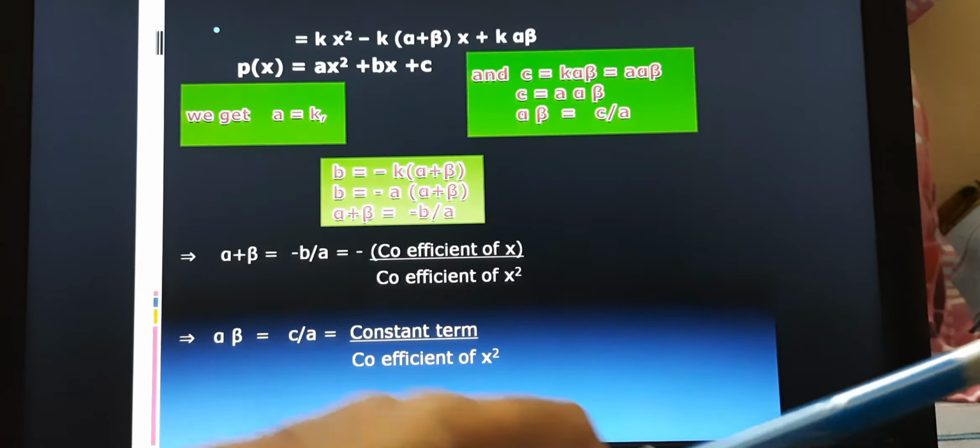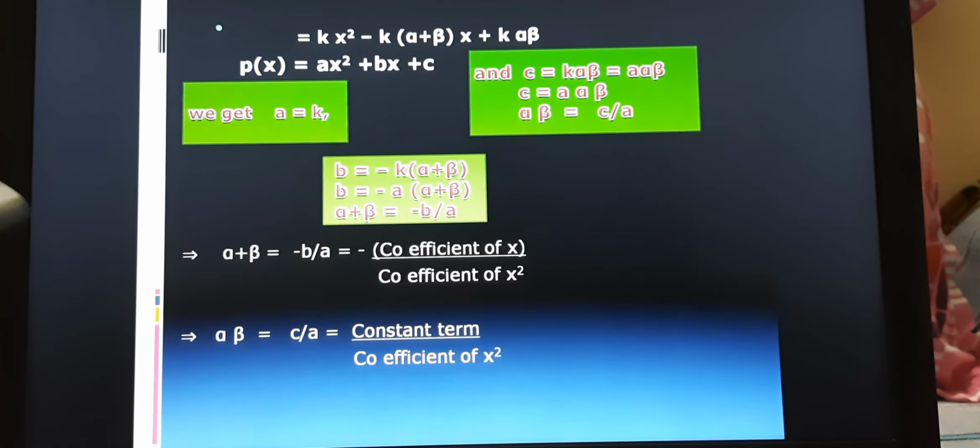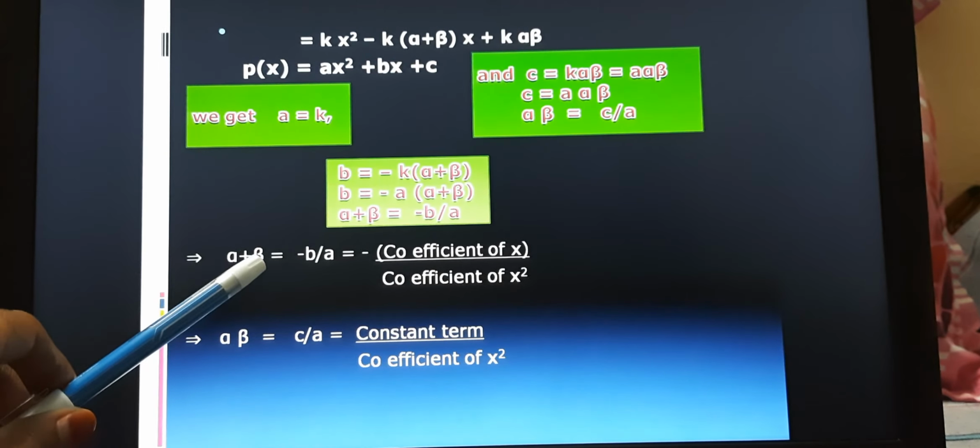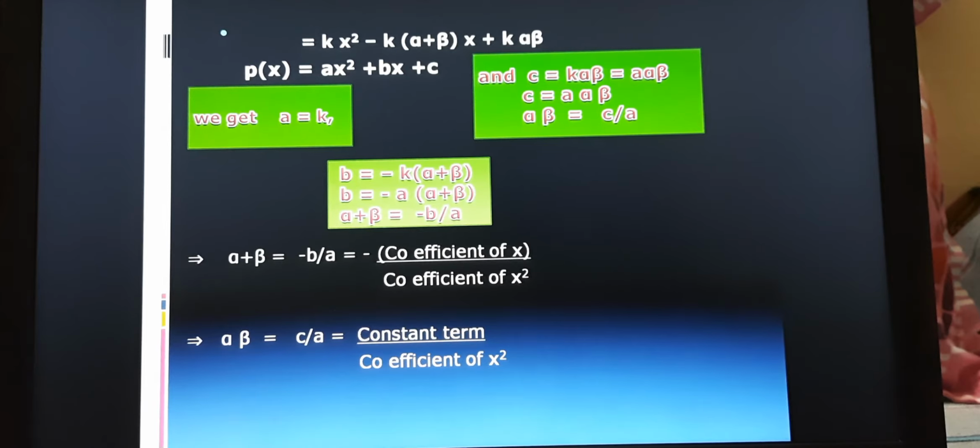So students, I hope all of you understand. Only these two you have to remember: alpha plus beta is equal to minus b by a, and alpha beta is equal to c by a, right?